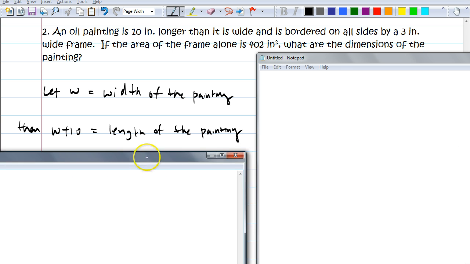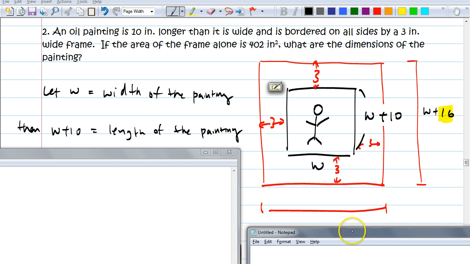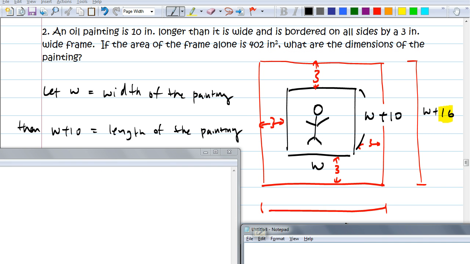Now, what kind of pictures did you draw? This is what I got. Let's see if you guys agree. So there's a painting in the middle, and then we've got the width, and then the length, which is W plus 10, right? And isn't it 3 all around the whole thing? So how many people wrote down W plus 16 for the new length? Of course, the length of the whole picture with the frame. Very good.